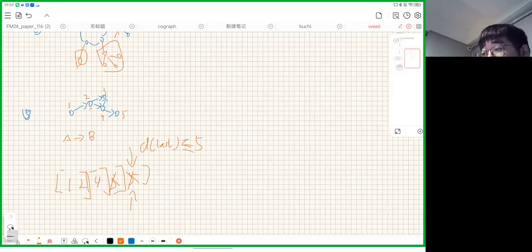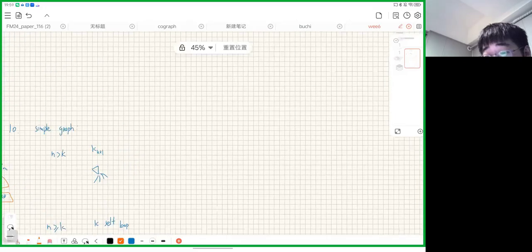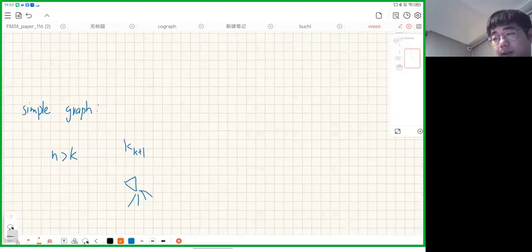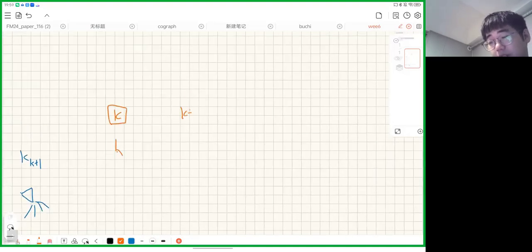Okay, let's go to the next question. This question is also simple. Firstly, consider that we want our vertex cover to have k vertices. Then how can we create that? We can create a graph with k plus 1 vertices, but this is a complete graph.